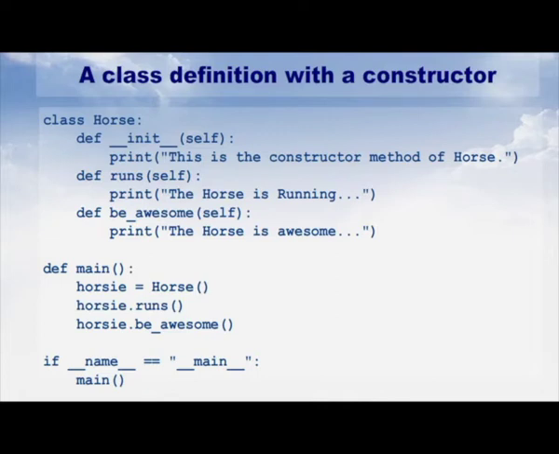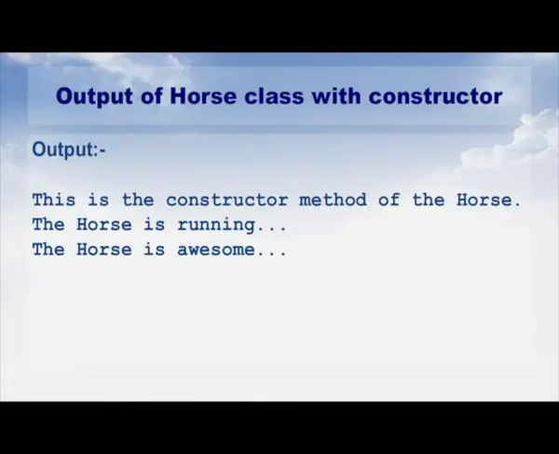In the main method, there is no change. It has the same three statements we had before: horsey equal to horse, that is creating an object of the class horse by the name horsey, then accessing the runs method and the be awesome method using the dot operator. Now, when you run this program, you find the output as shown in the figure.